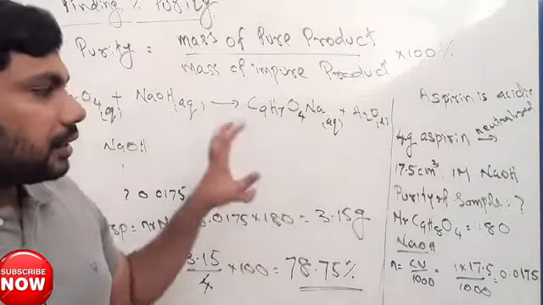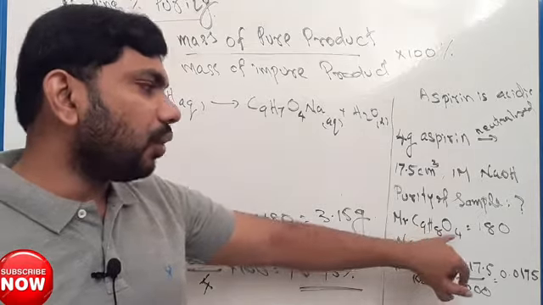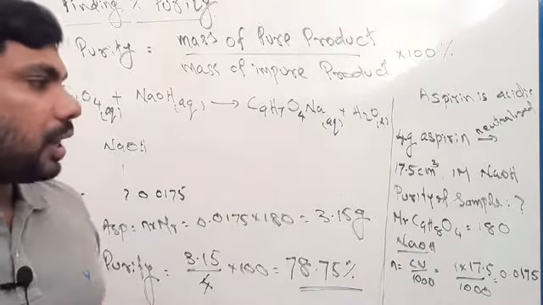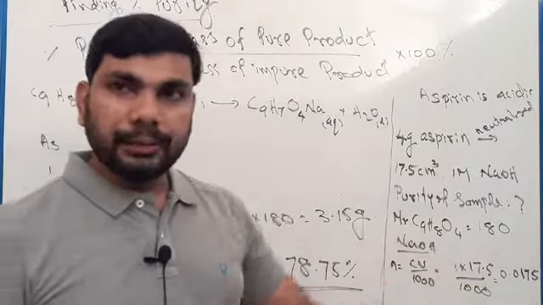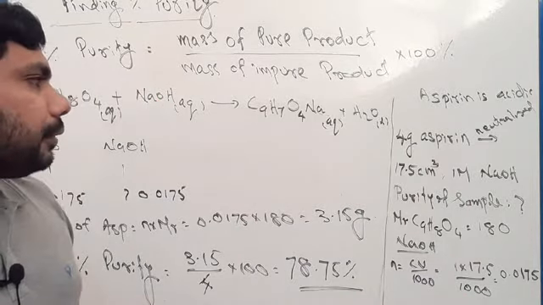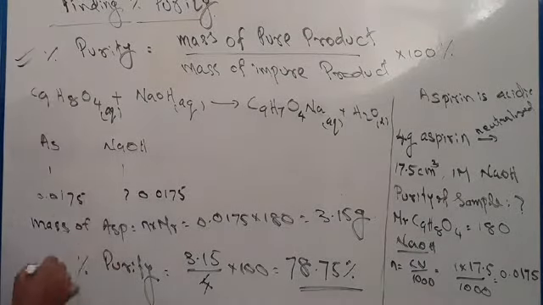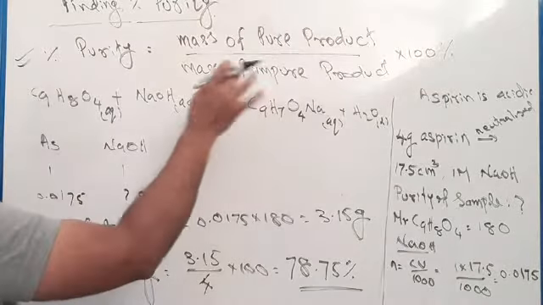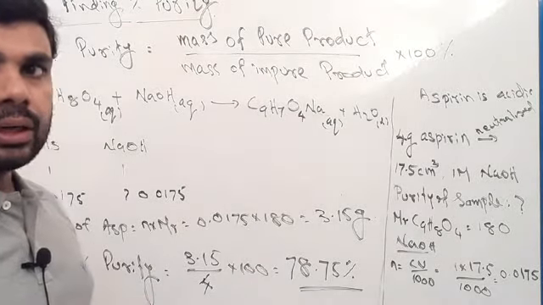Also here in the question, the molecular formula of aspirin is given: C9H8O4. Using this, you know the relative atomic mass of carbon 12, hydrogen 1, oxygen 16, so you can find the molecular mass, 180. Molecular mass of aspirin is 180. To find percentage purity, this is the equation: mass of pure aspirin divided by mass of impure product times 100.